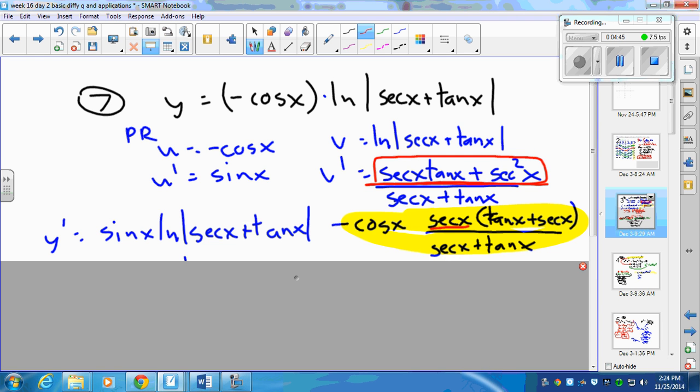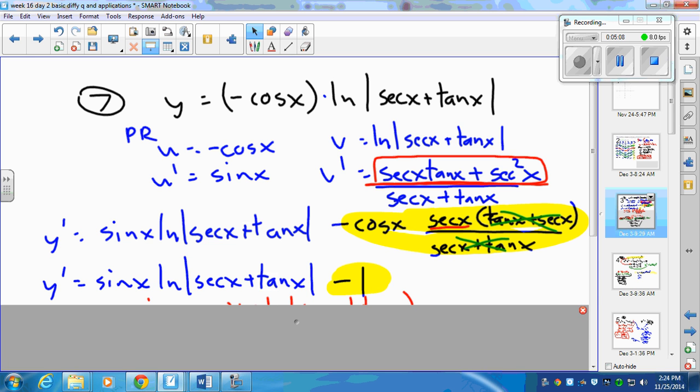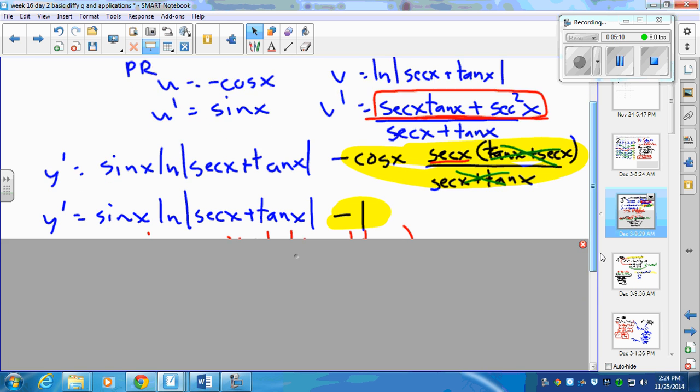So I put that out there. That helped me see that the tangent x plus secant x over the secant x plus tangent x cancels. So if those cancel, that goes away. And cosine x times secant x, secant is 1 over cosine, so that cancels down as well, and you're left with a minus 1. So that's kind of nice.